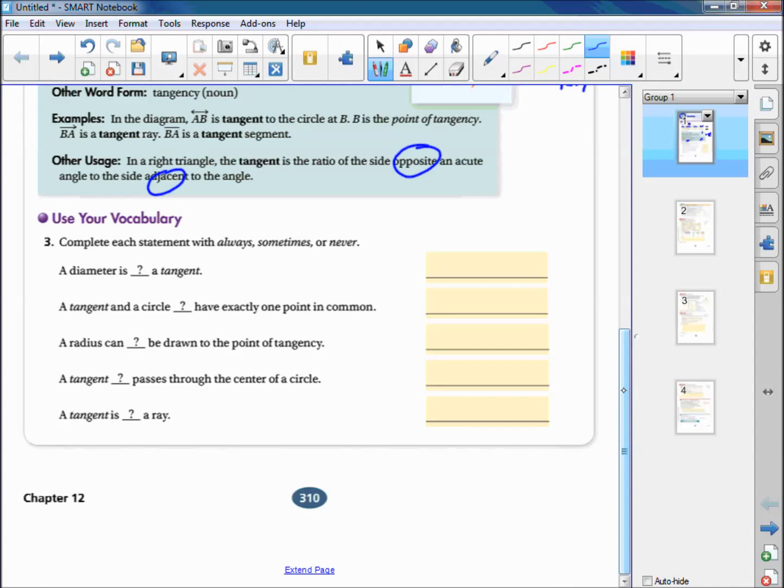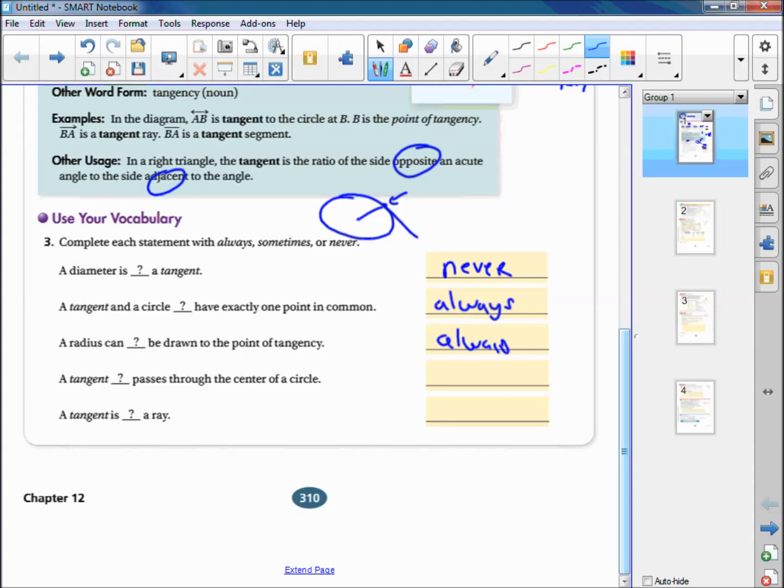All right, vocabulary. Complete each statement with always, sometimes, or never. A diameter is never going to be a tangent. A tangent and a circle always have exactly one point in common. So here's a circle, and then here's our tangent. The point of tangency is the one point they have in common. A radius can always be drawn to the point of tangency. So we can always draw a radius out to that point.